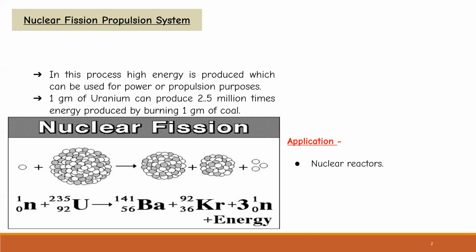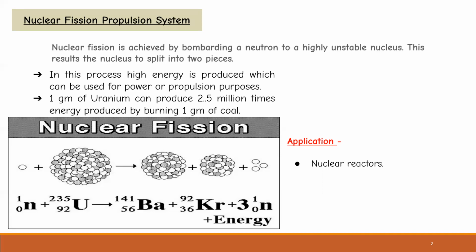And there are two types, nuclear fission and nuclear fusion. In this figure we can see the nuclear fission process. In this we can come to know the nuclear fission process and its application, which is nuclear reactors. Here is one reaction which comes under nuclear fission. Nuclear fission is achieved by bombarding a neutron onto a highly unstable nucleus. This results in the nucleus splitting into two pieces.